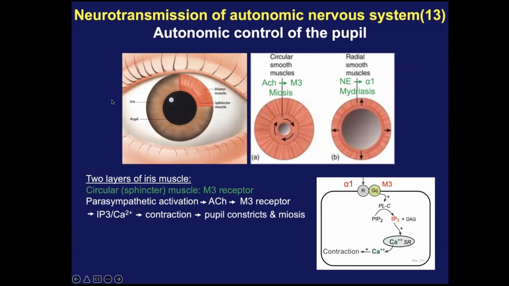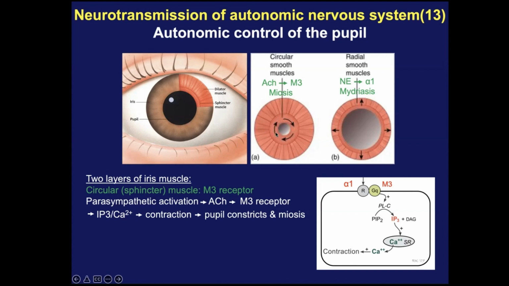Here shows the autonomic control of the pupil size, which is regulated by the contraction of the iris muscle. Here we can see there are two layers of the iris muscle. The inner layer is called the circular or the sphincter muscle.